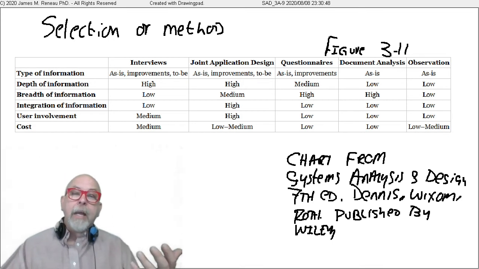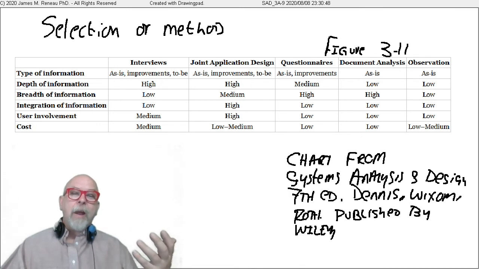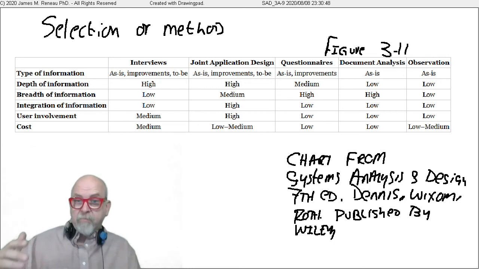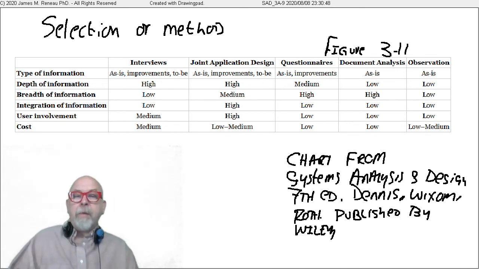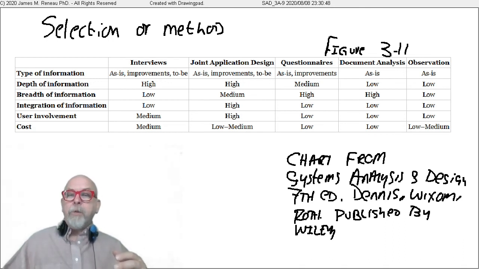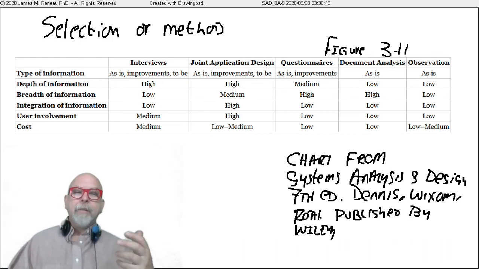Questionnaires, on the other hand, are good for improvements. Would you like to see the following features? That's a good question for a questionnaire. You can get some depth because you can focus the questionnaire to the people that need the questionnaire. Will you get broad information about a system? Yes. Will it be very integrated? No. Does it take users a lot of time to do? No. Is it costly? No, it's very inexpensive actually.